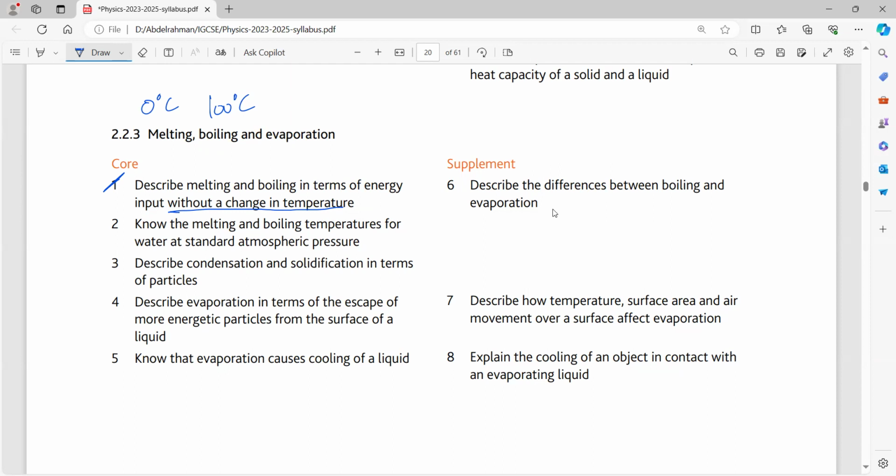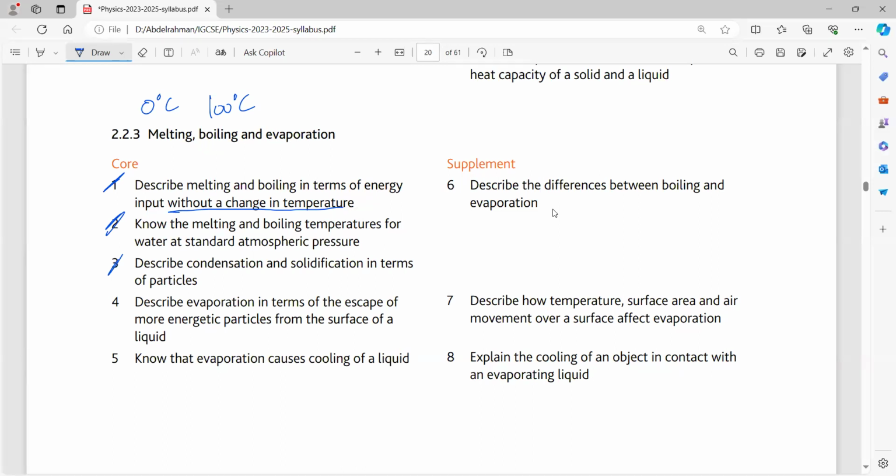The energy is applied. What happens to this energy? Does it increase the temperature? No, it doesn't increase the temperature. It breaks down the bonds between the water molecules to change them into water vapor, into steam. Yes, you are required to know the temperatures, 0 degrees and 100 degrees Celsius. Condensation and solidification, in terms of particles: the particles get closer together.